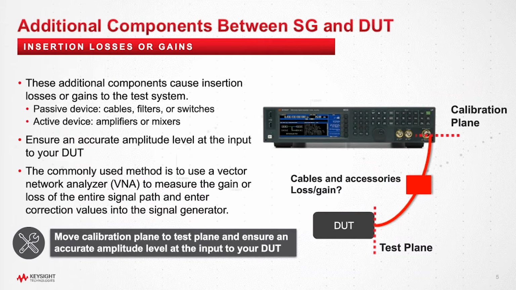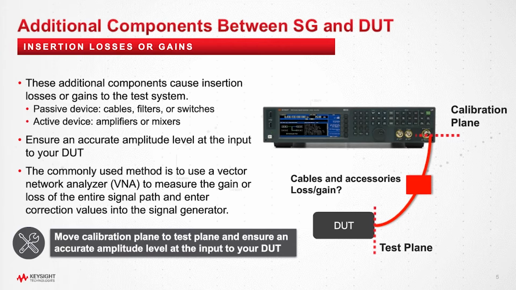In a common test setup, you are likely to use passive devices such as cables, filters, and switches, and active devices such as amplifiers or mixers between your signal generator and device under test. These additional components cause insertion loss or gain to the test system. You need to consider these factors to ensure the accurate amplitude level at the input to your device under test.